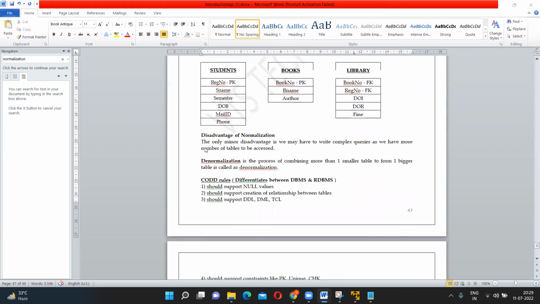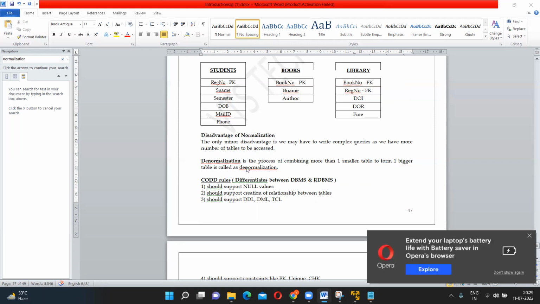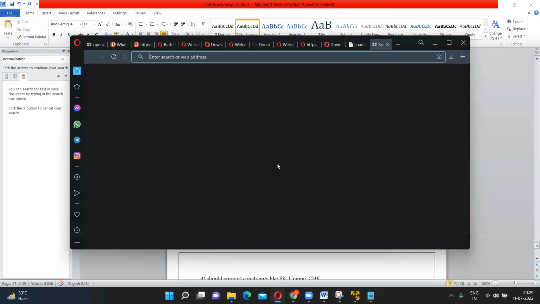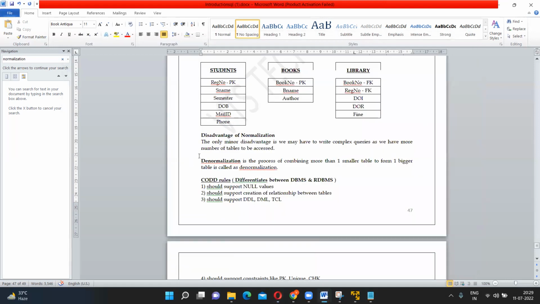Disadvantage of normalization is what? The only minor disadvantage is we may have to write complex SQL queries as we have more than one table. Since more than one table is there, this is a disadvantage. Okay, we have to write multiple joins. Denormalization is the process of combining one or more smaller tables to form a bigger table. So this is normalization and denormalization, guys. What is the disadvantage of denormalization? Can you just tell me what is the disadvantage?